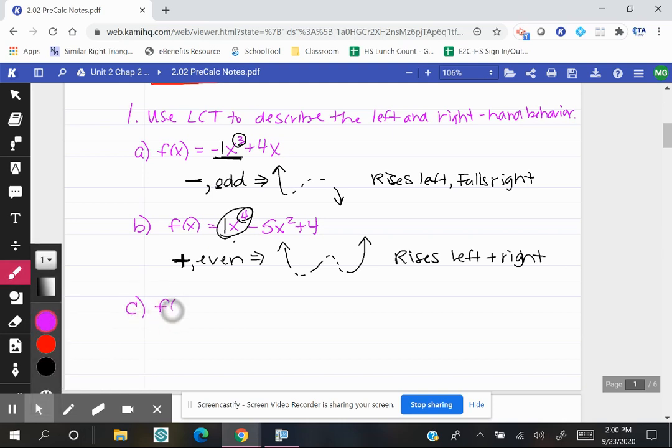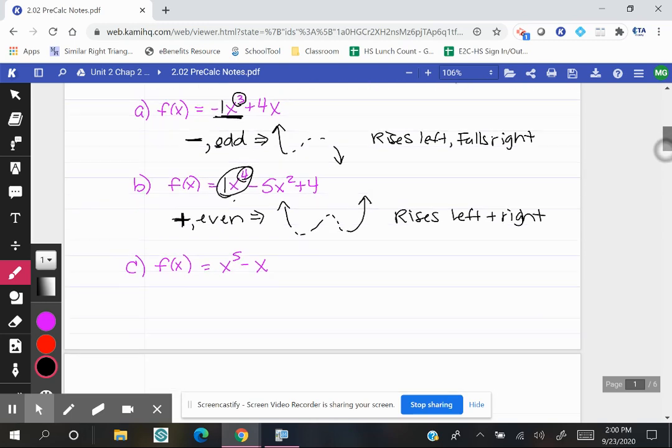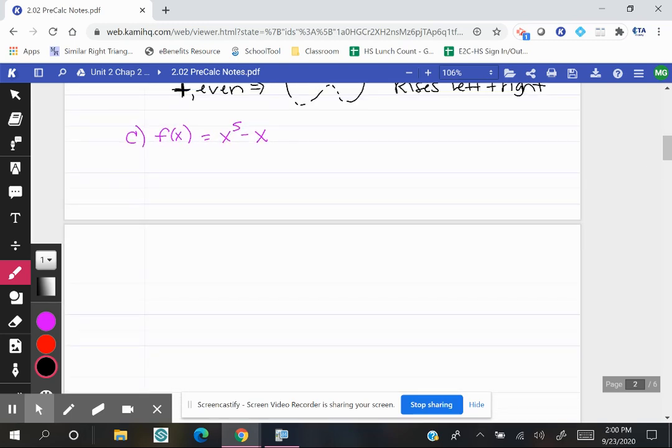And lastly, letter C, f of x equals x to the fifth minus x. Pause the video here and try to figure this one out on your own. And you should have gotten for that one that it falls left and rises to the right. So that is your lead coefficient test.